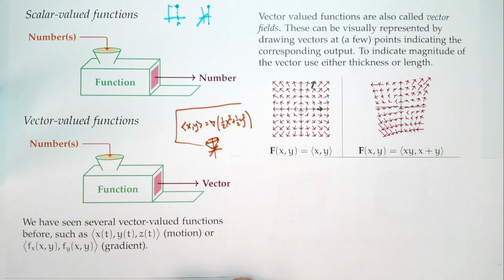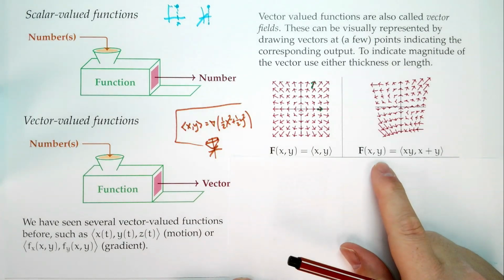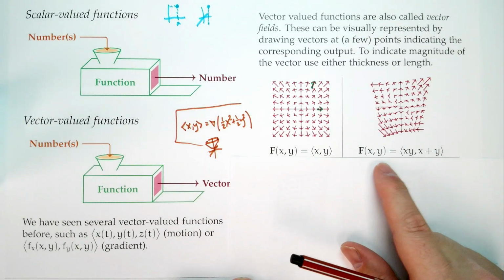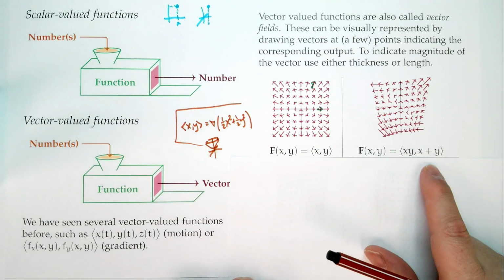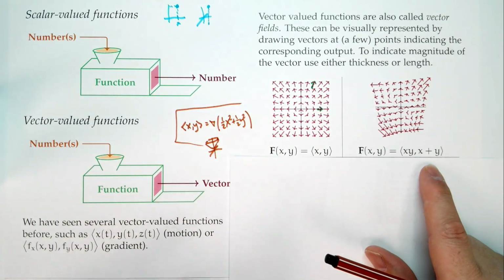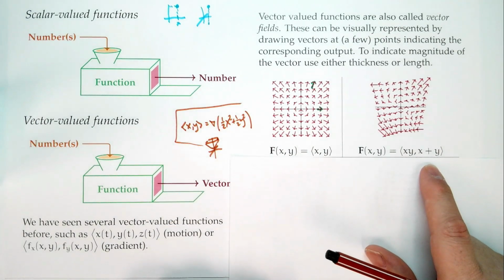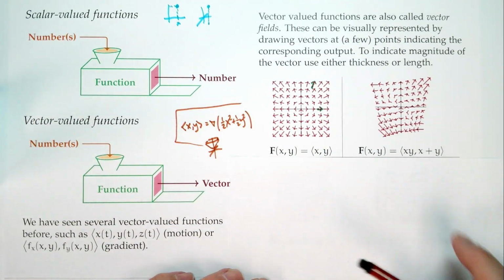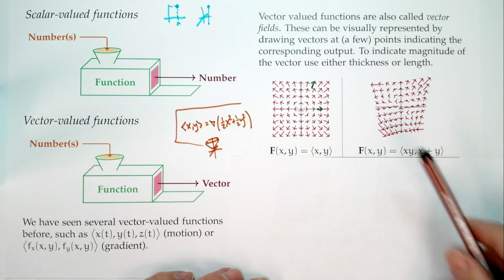And so, okay, now this vector valued function is very different. x times y, x plus y. It turns out we don't have the tools to do this yet. It turns out it's not the gradient of something, so it's not so clear what's happening here. But you can see there's some very definitely different behaviors.